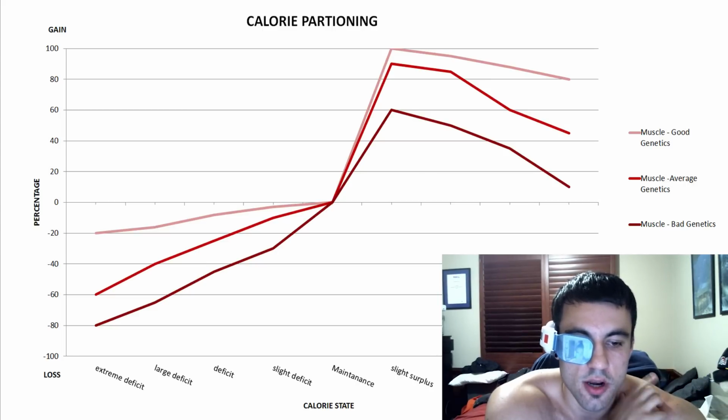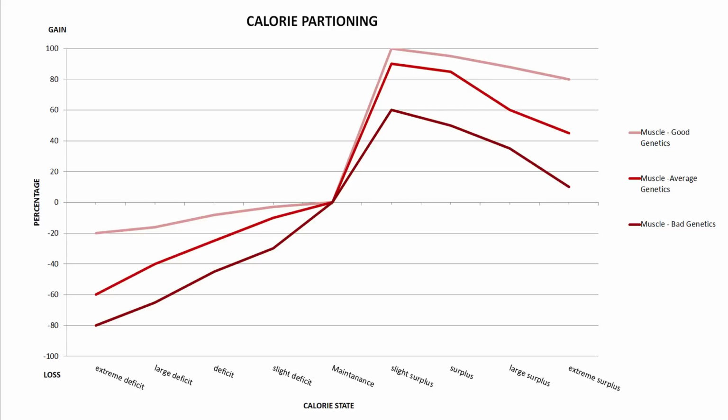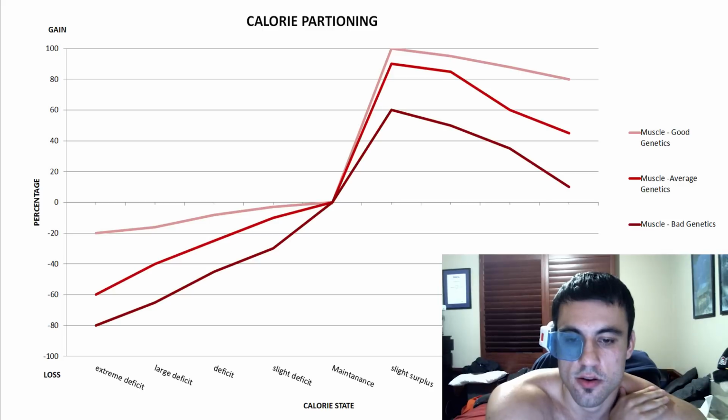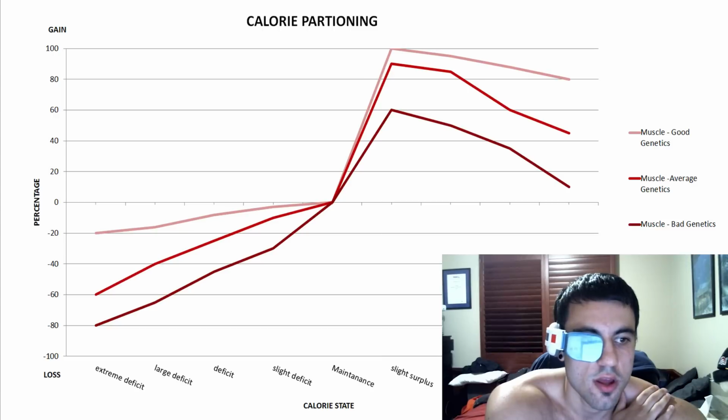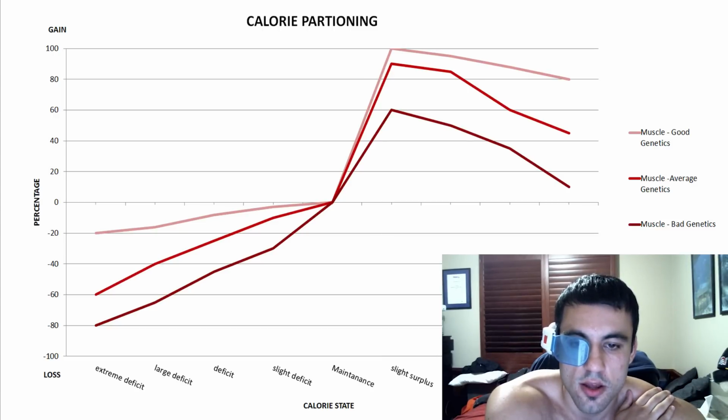And then on the opposite end, when you eat more calories in maintenance, you're in a surplus. Then a bigger surplus, a larger, and then an extreme again. So that axis, x-axis, is calories. Then on the y-axis, up and down, you have percentage. So percentage of gain and then percentage of loss. Because we're talking about muscle here, it's going to be talking percentage of muscle gain, percentage of muscle loss.